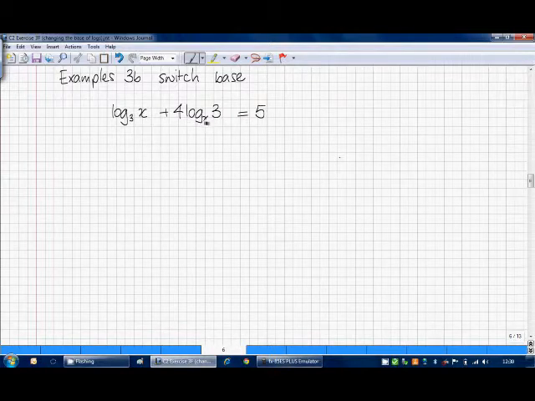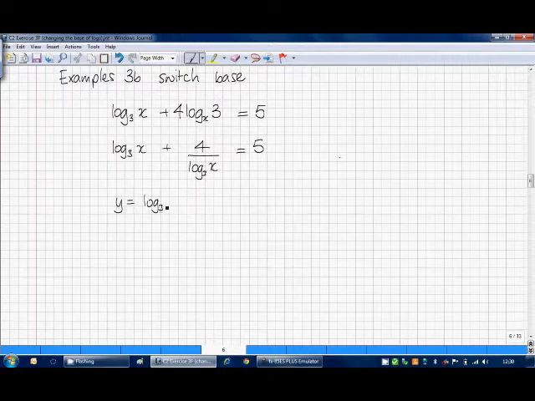So this is awkward. We've got the 3 and the x the wrong way round, so we simply swap them by using the reciprocal rule, and we've got 4 over log base 3 of x there. We can now substitute y for log base 3 of x, just so that it's clearer to read, and it becomes obvious that what we've got is a slightly transformed quadratic. If we multiply everything by y, we get this.